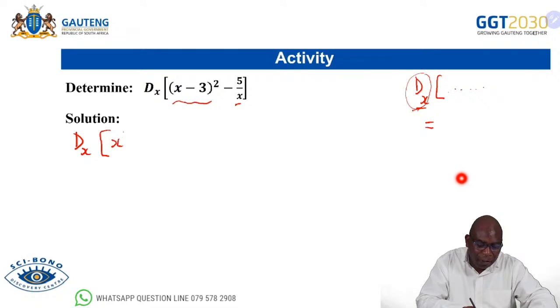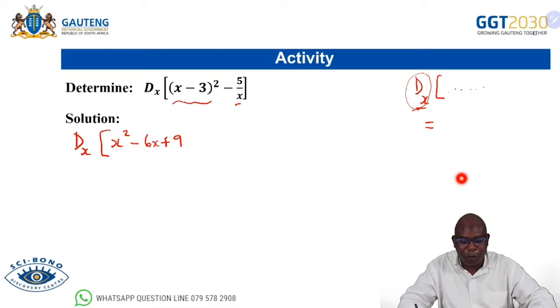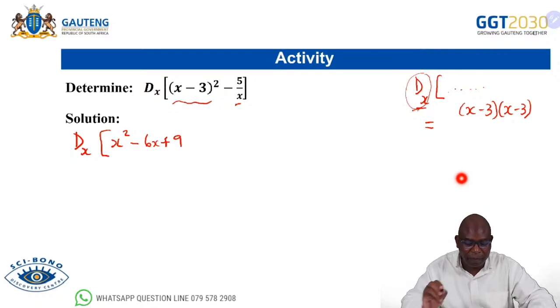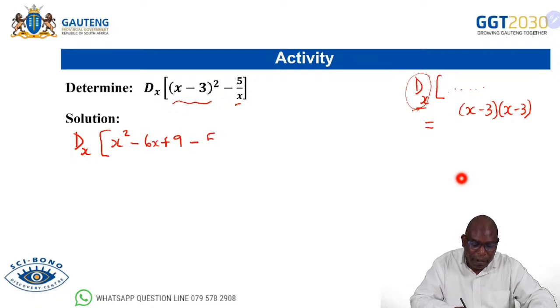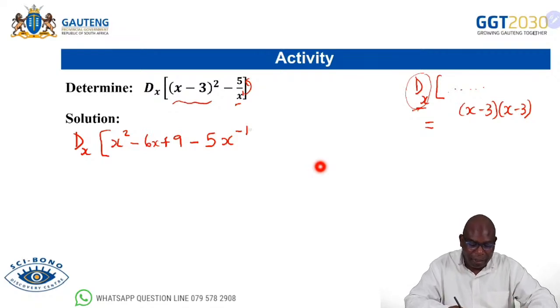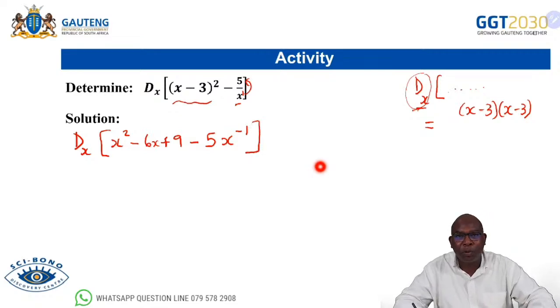For those who have multiplied, it should be x squared minus 6x plus 9, if you've multiplied it correctly. I said x minus 3 multiplied by x minus 3, then multiplied out the brackets to get x squared minus 6x plus 9, then minus 5x to the power of minus 1. I've taken that x to the power 1 up there, so the sign will change. Now I have it nicely, so I am able to differentiate.